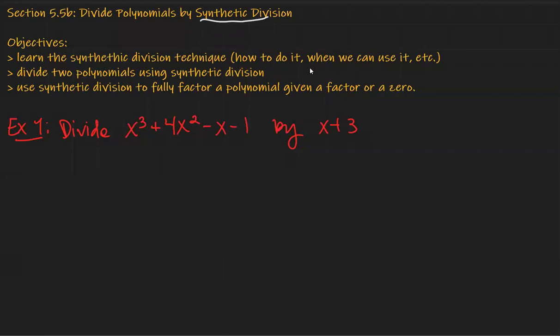So how do we do it? What exactly is involved in it? When are we allowed to use it, etc. A few more details about it, okay? And then we're gonna use the technique to divide two polynomials by each other. And then we're gonna use synthetic division to fully factor a polynomial given a factor or a zero.